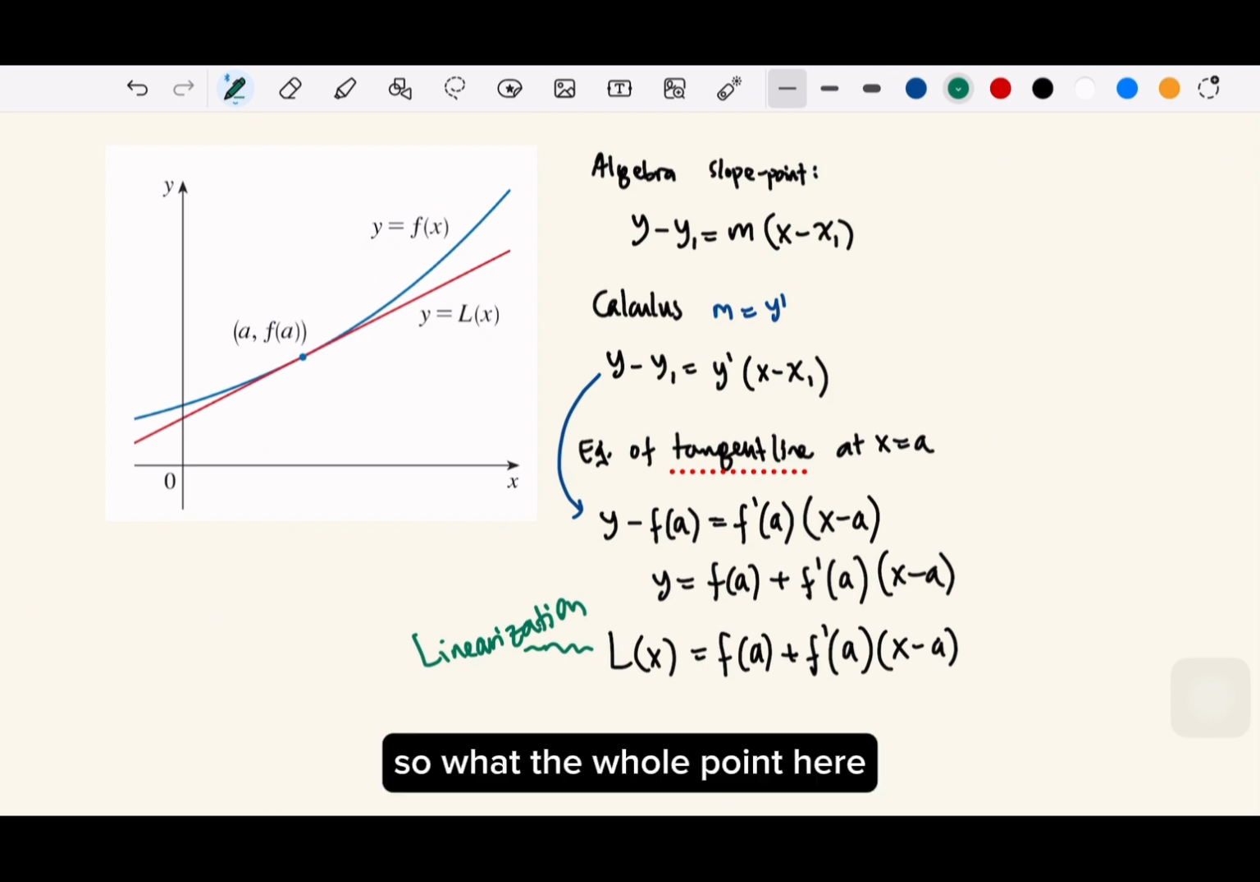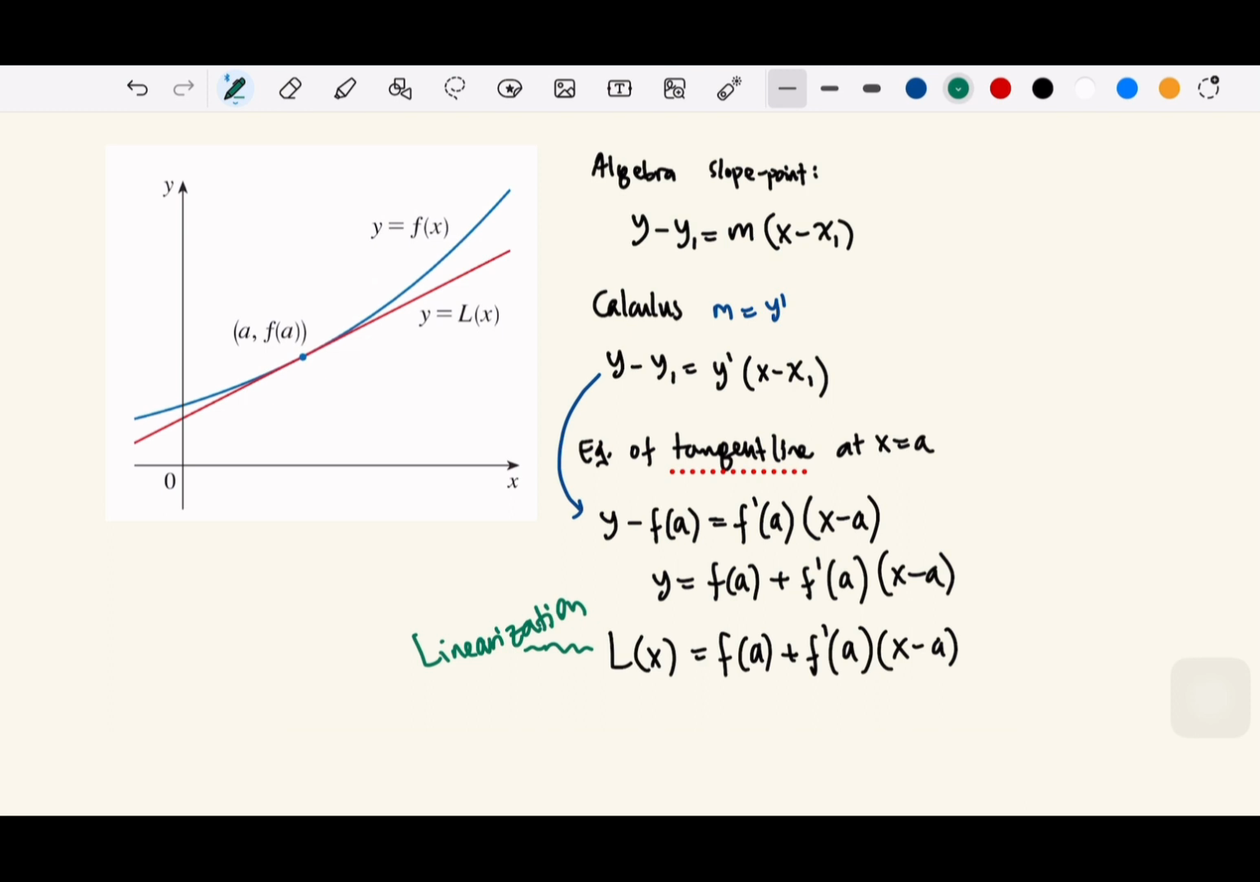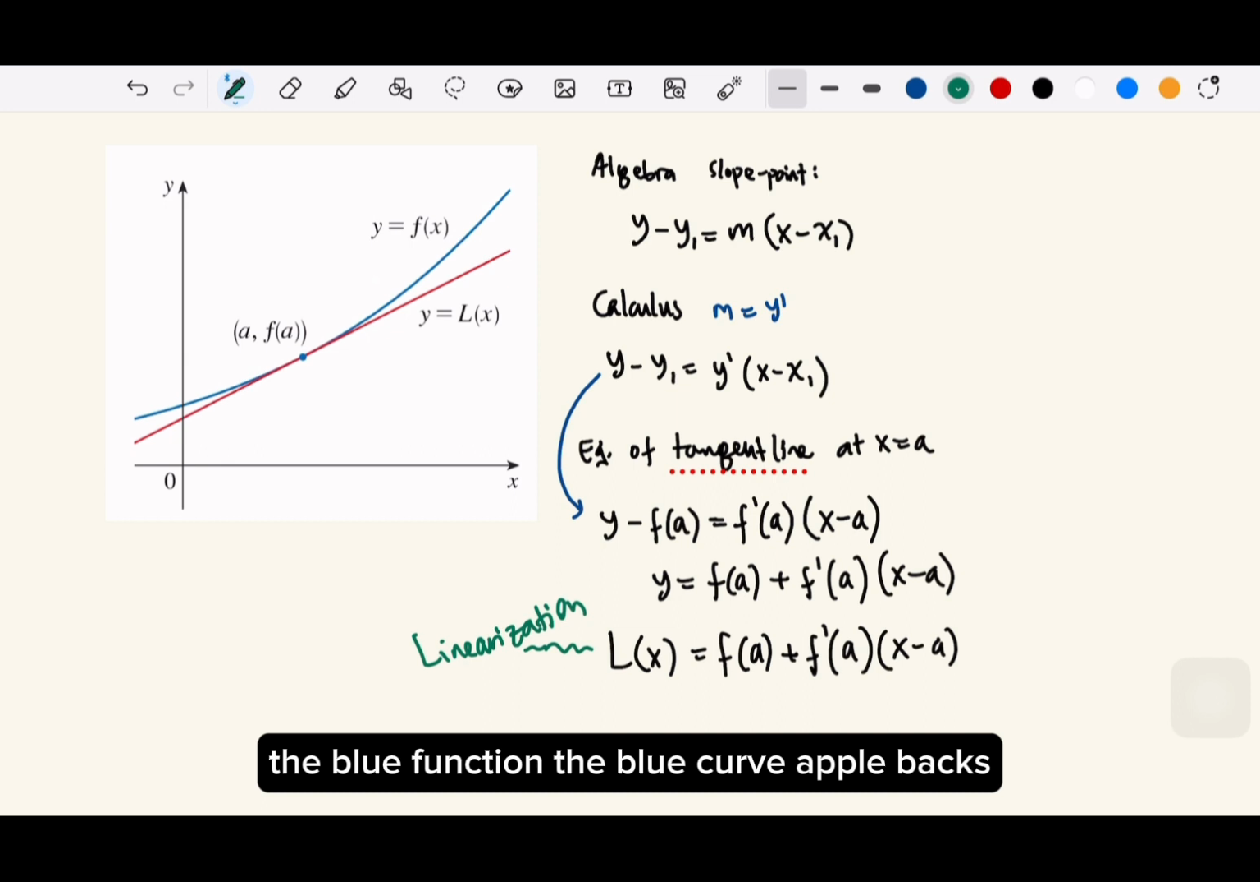So what is the whole point here? What are we going to do? What is our goal? It's not just a random linear equation. Our goal is actually we are going to set up this L as our function, the blue function, the blue curve, f of x. So we can approach f of x, getting closer.